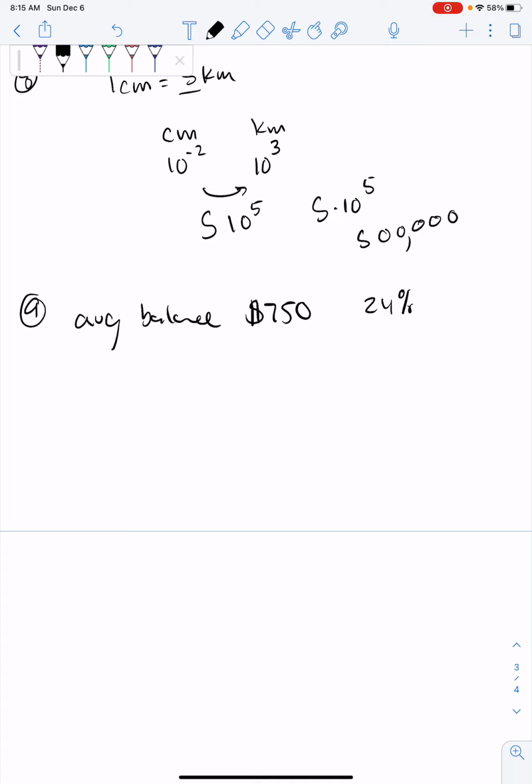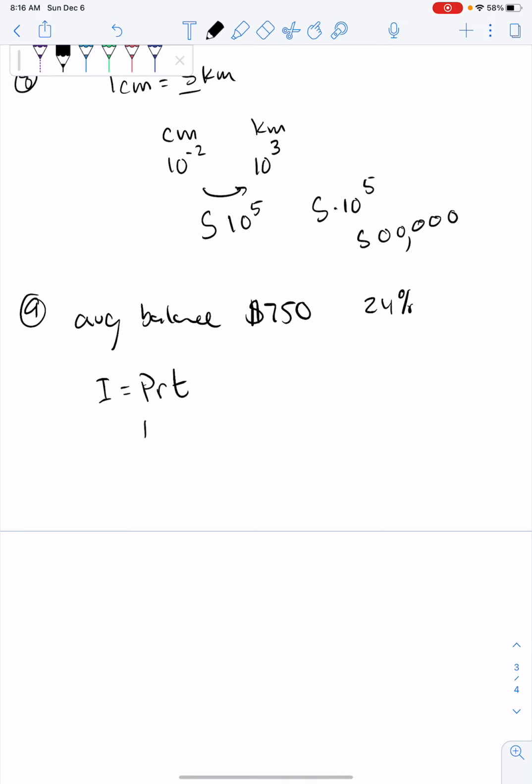in interest, right? So in order to solve this one, you are going to be using one of the formulas off of your formula sheet. Again, it's not one that you have to memorize. It's under simple interest. It's I equals PRT. You don't have to memorize it, but you do have to know how to use it.